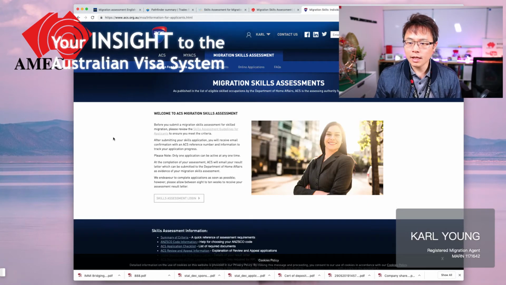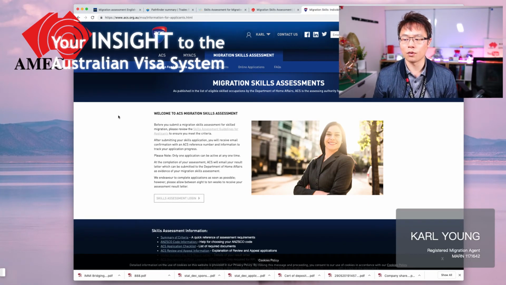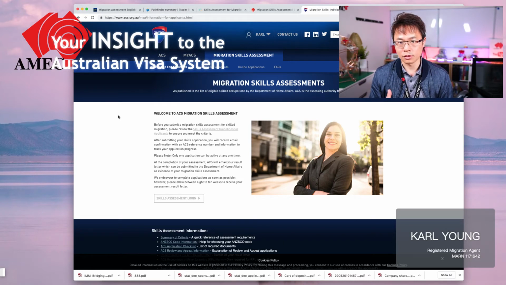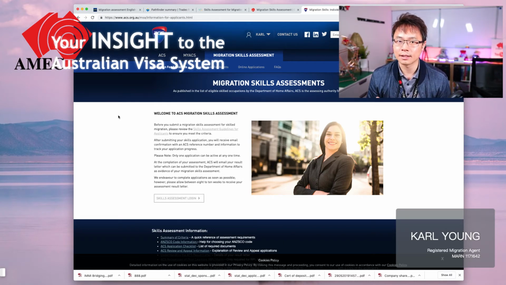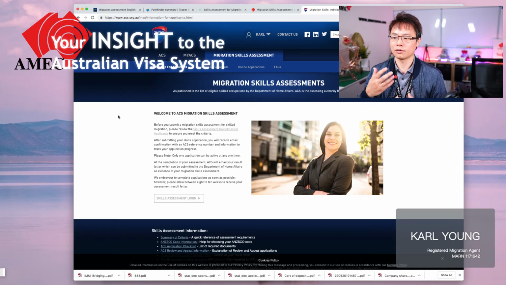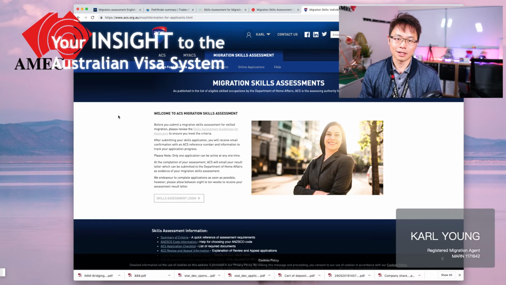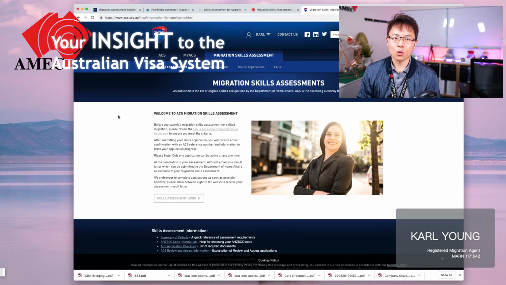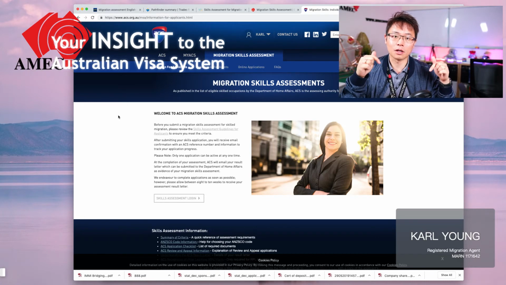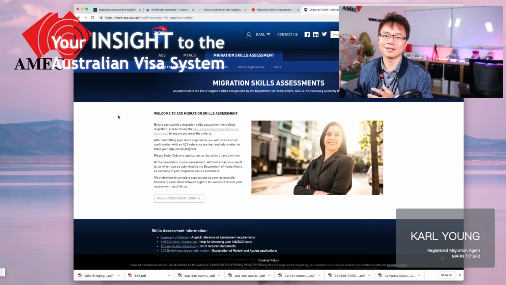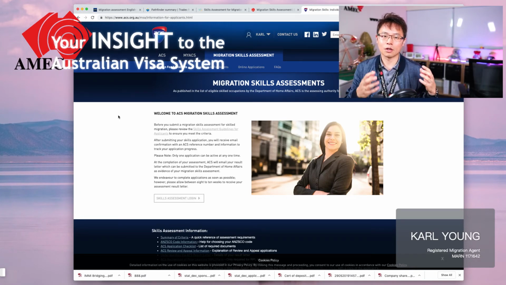Moving onwards, ACS, Australian Computer Society, that's for all the ICT skills. So the software engineer, the database managers, networking, all the ICT, all the IT required skill set will go to ACS. Now for ACS, I can tell you to gain a full assessment done, obviously it requires you have 1 full year of work experience, but in a closely related occupation. So you cannot graduate as a software engineer and become a multimedia designer. That won't work. It has to be closely related.